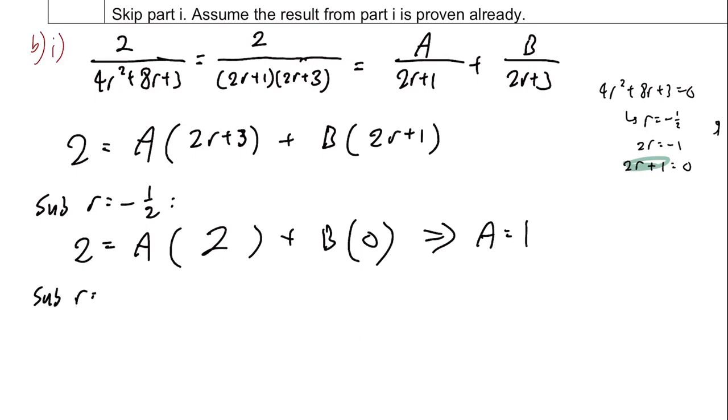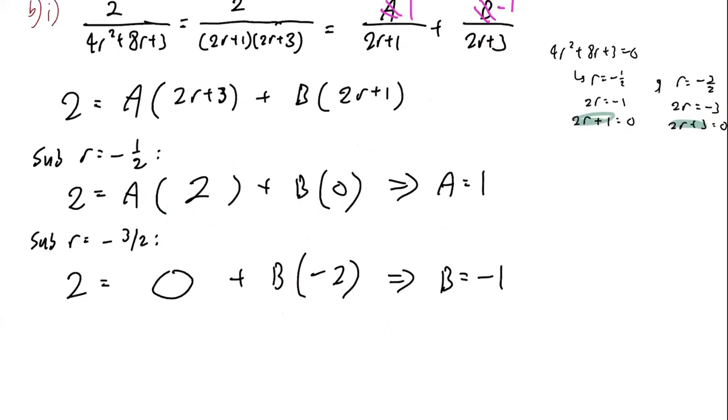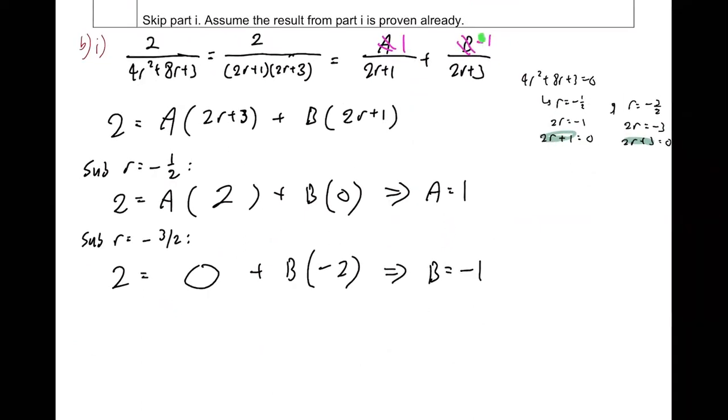Now we sub in r with, let's say, if I equate this to 0, what will I get? Negative 3 over 2. Let's say I replace with negative 3 over 2. What do I get? 2 equals 0 plus b times 2 times negative 3 over 2 gives me minus 3, plus 1 gives me minus 2. So that means my b is equal to negative 1. Okay, good. So a can be replaced with 1, b can be replaced with minus 1. The minus can also be brought forward here, so it becomes a minus.